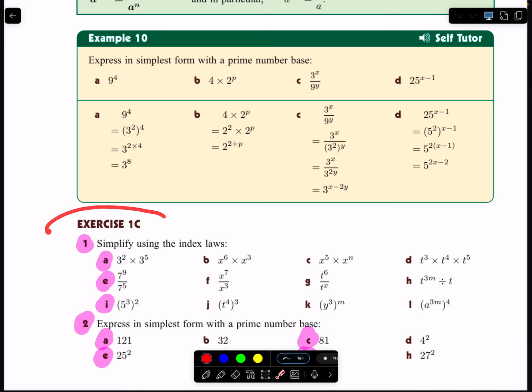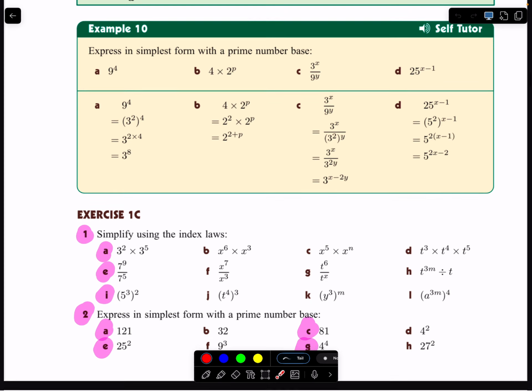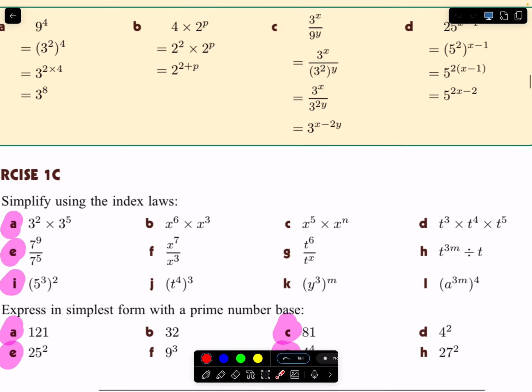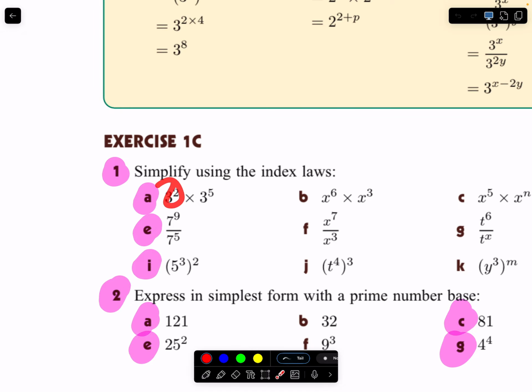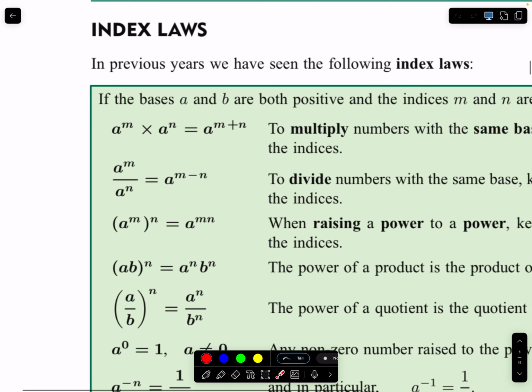In your book, write exercise 1C, you're doing question 1, and then you're trying A. And you'll be like, what do I have here? Do I have two base numbers? What's happening between the two base numbers? What's the sign between the two base numbers here in that one? 3 squared, something, 3 to the 5, times. Good. Do I have a tool that allows me to deal with that? This one here.